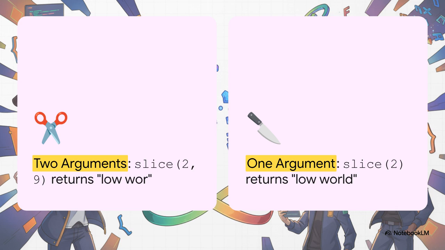Now, let's look at the other example where we only pass a single argument. str.slice, passing just the number 2. If you only provide one number, JavaScript uses that as the starting point, and then just keeps slicing everything until the very end of the string. It essentially chops off the beginning and goes all the way to the end, giving us "lo world." It's incredibly handy when you just want to snip off the front of a piece of data.